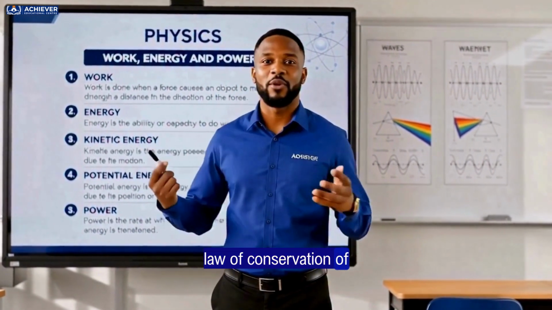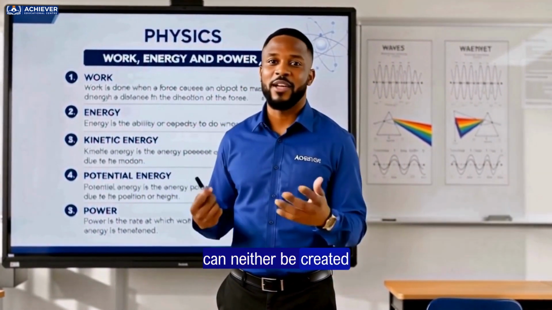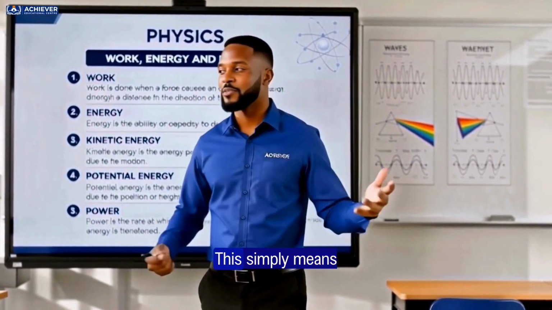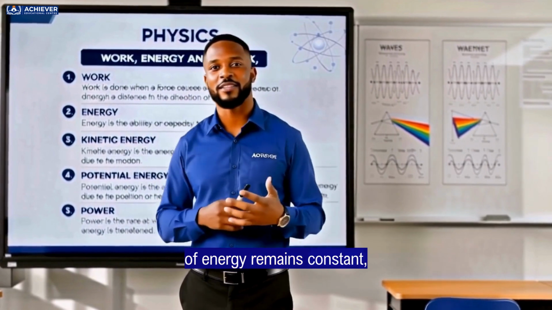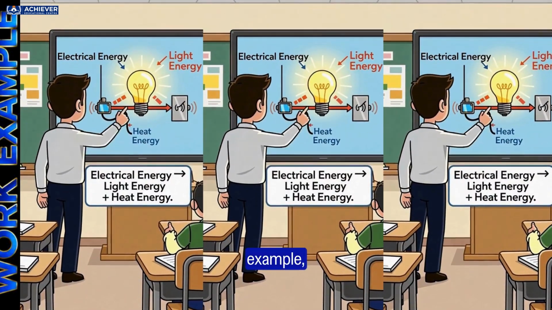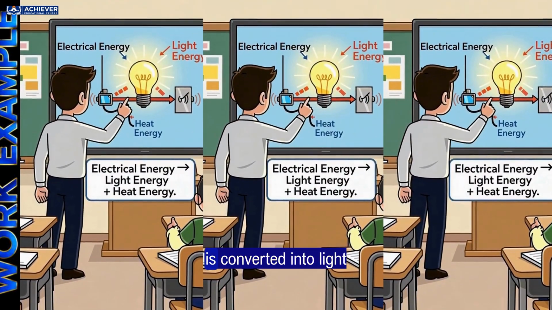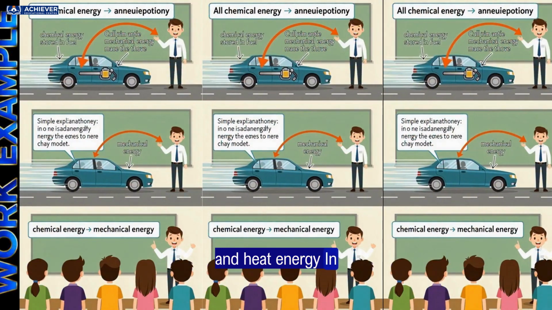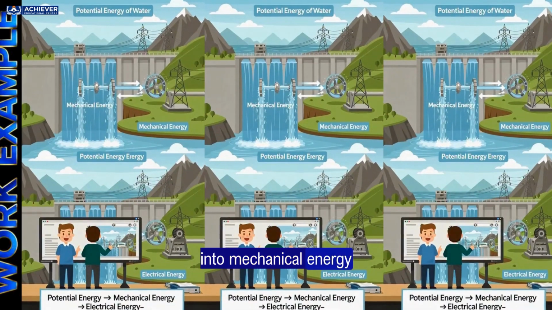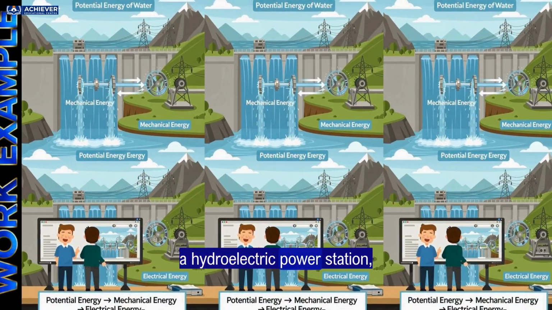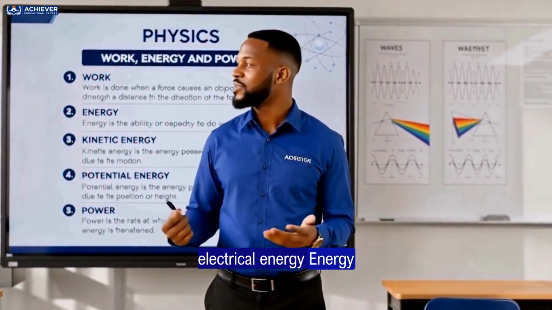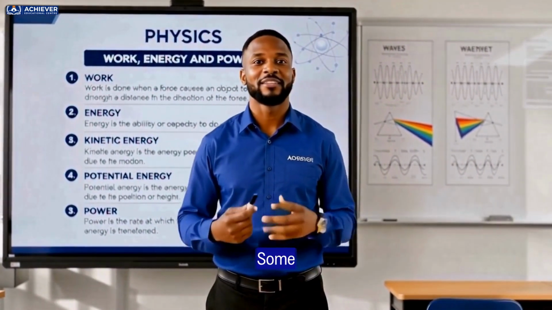The law of conservation of energy states that energy can neither be created nor destroyed, but it can only be transformed from one form to another. This simply means that the total amount of energy remains constant, even though it may change from one form to another. For example, in an electric bulb, electrical energy is converted into light and heat energy. In a moving vehicle, chemical energy stored in fuel is converted into mechanical energy. In a hydroelectric power station, the potential energy of water is converted into electrical energy. Energy exists in different forms.